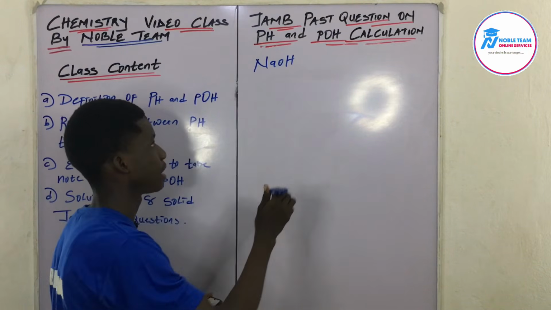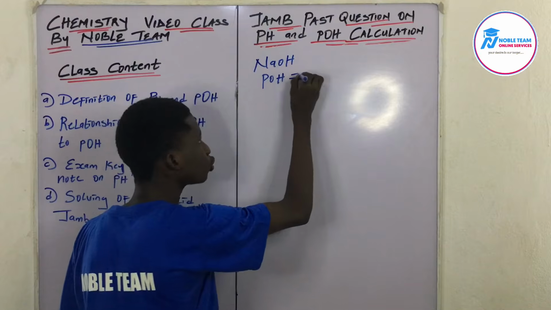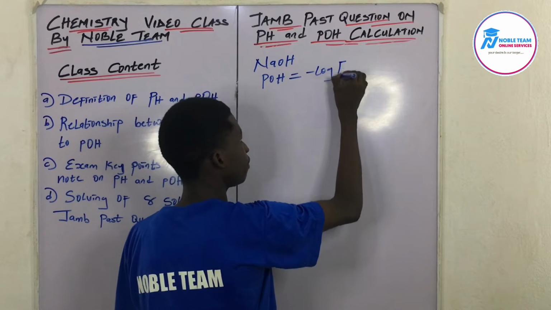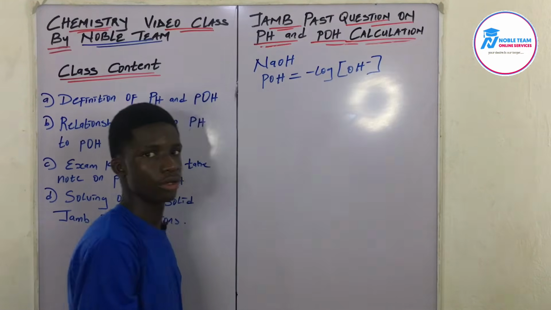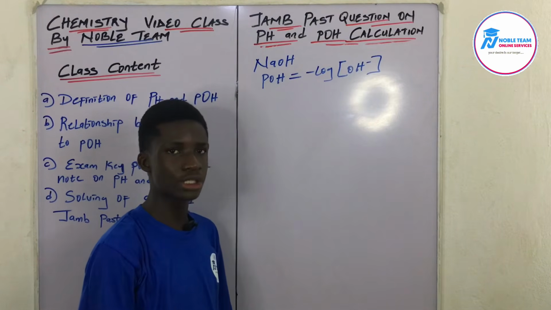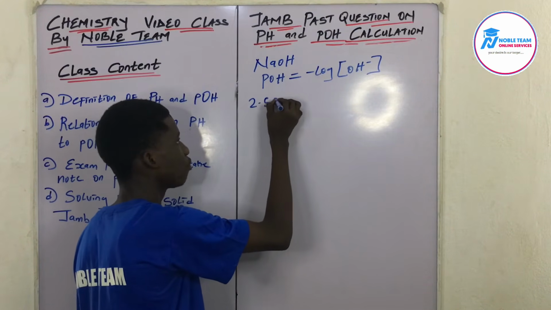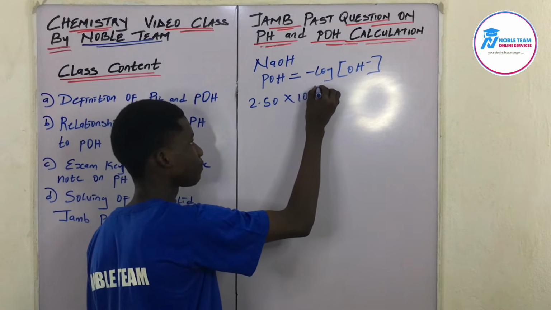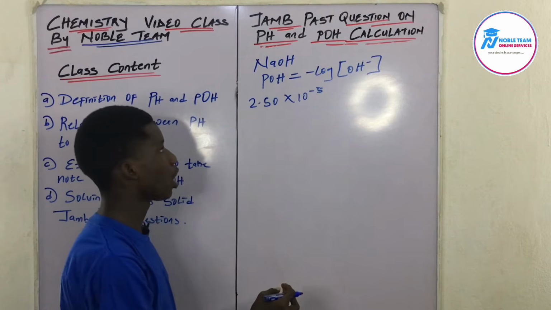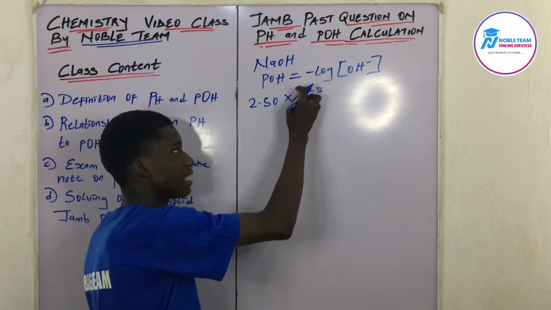Now, for me to get this, I have it to be what? pOH. pOH is now equal to minus log. This is what I have. Right? Now, it is left for me to get the value of this OH. Follow me closely. Let's solve together. So, I have it to be what? 2.50 times 10 exponent minus 5. So now, what am I going to be doing next? I'm going to split this, because this thing is in the form of 0.000, but we just converted this to standard form.